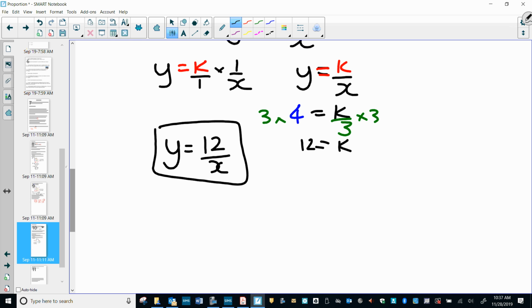Okay, next part says, using your formula, work out y when x is 2. So y is equal to 12. Oh, not x, it's x squared, isn't it? Is it? No, it's just x.